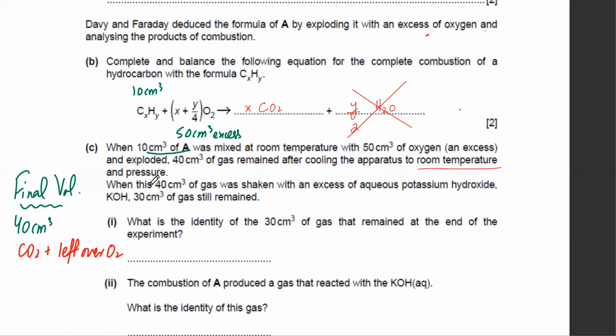And so then he says that when these 40 cm cube of gases were shaken with an excess of potassium hydroxide, remember, alkali is always added to remove the carbon dioxide. So in this statement, when he's reacting with potassium hydroxide, carbon dioxide, remember, is an acidic gas. So when you react with a base, carbon dioxide gets removed. So when he removes the carbon dioxide, the volume decreases to 30 cm cube. So what does that mean? How much carbon dioxide did you have? How much carbon dioxide did you get?